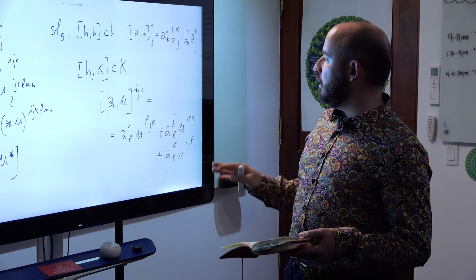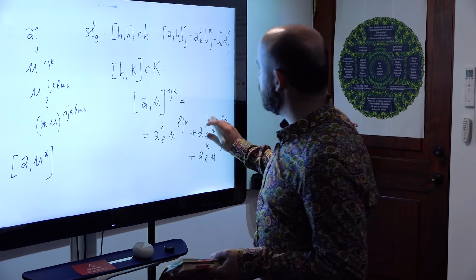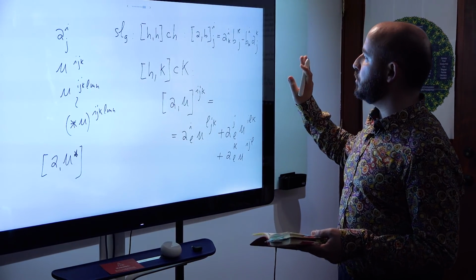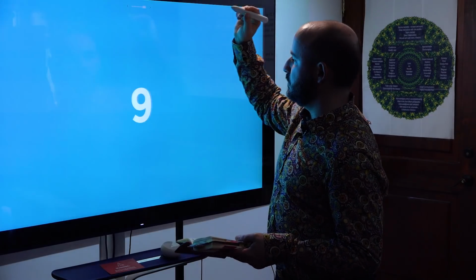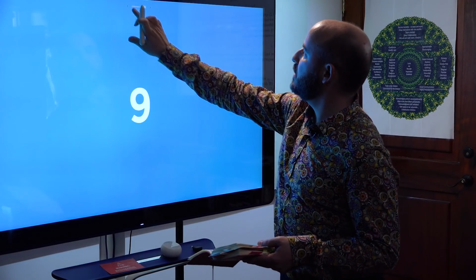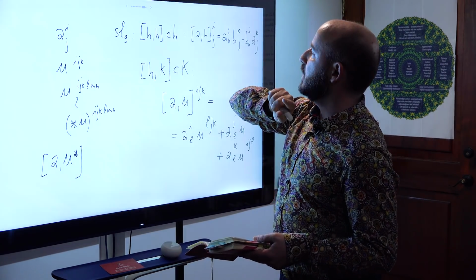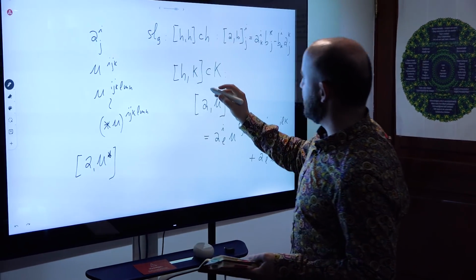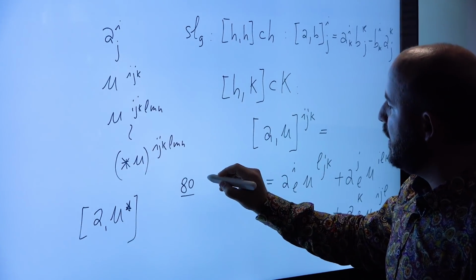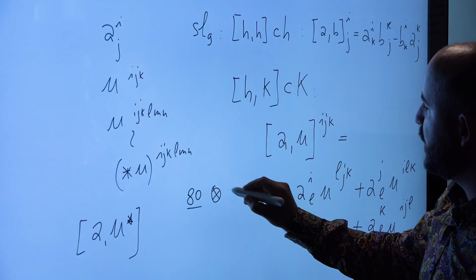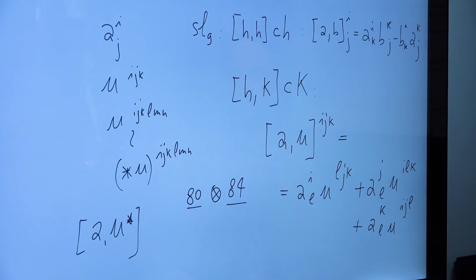Let me show you at the level of representation what happens, because this is quite important. So essentially, as I told you, here we have 9. Okay, so essentially what we have is that H is 80, remember, the adjoint of SL9. And then we are considering a tensor product with 84. This is how things go at the level of representation.